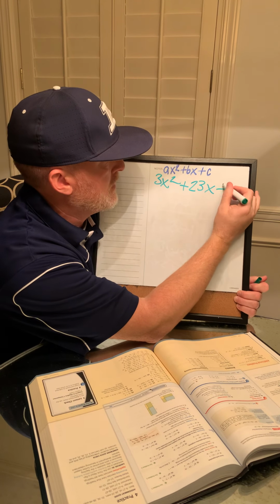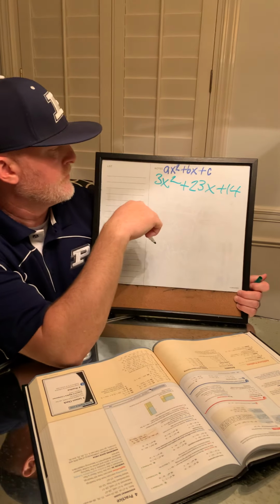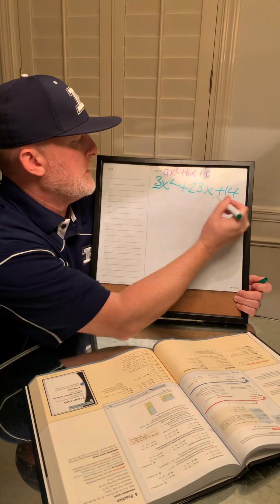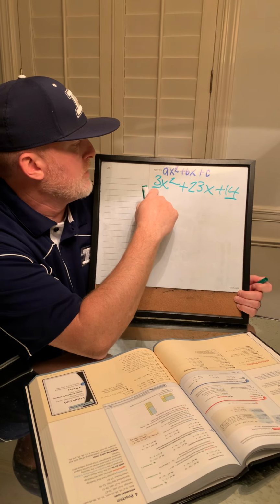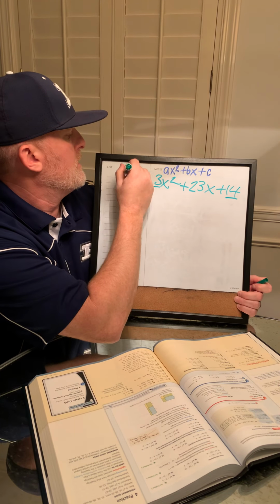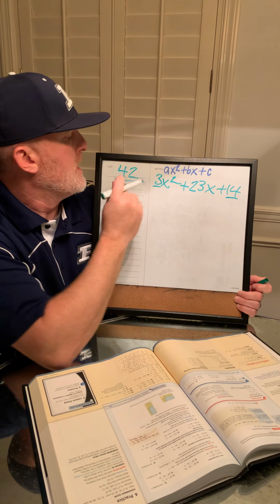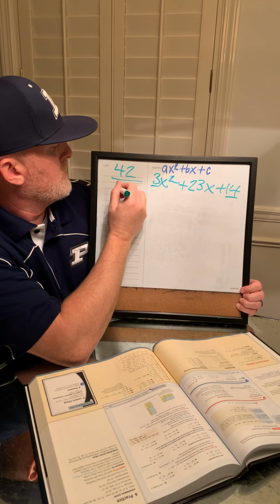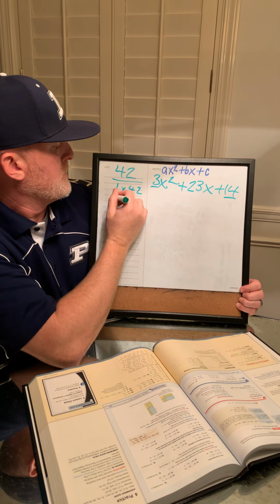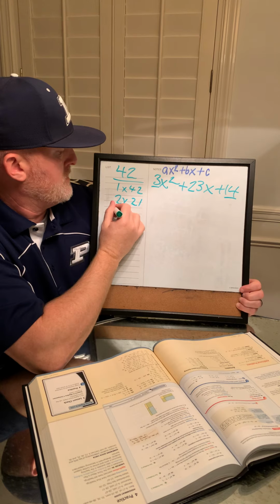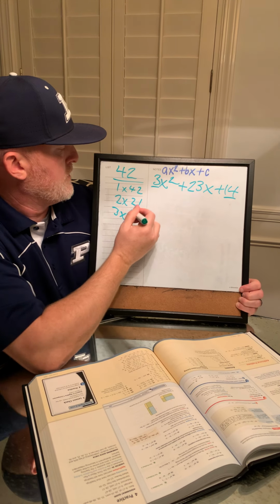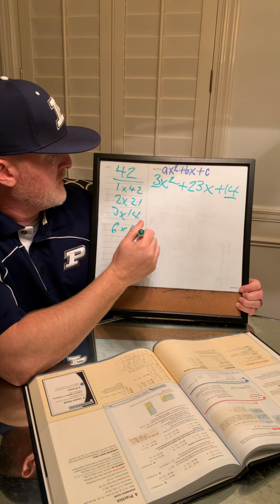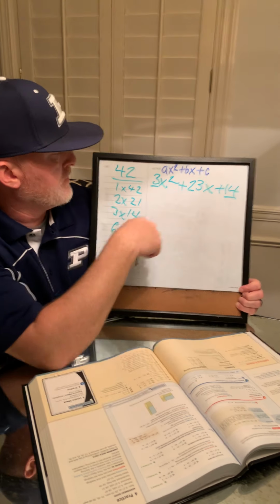So 3x squared plus 23x plus 14. Right? So again, we start with our A value 3 and our C value 14. So we multiply those. 3 times 14 is 42. And then I want to list my factors of 42. So I can do 1 and 42, 2 and 21, 3 and 14, 6 and 7. Now I'm looking for a sum of 23.